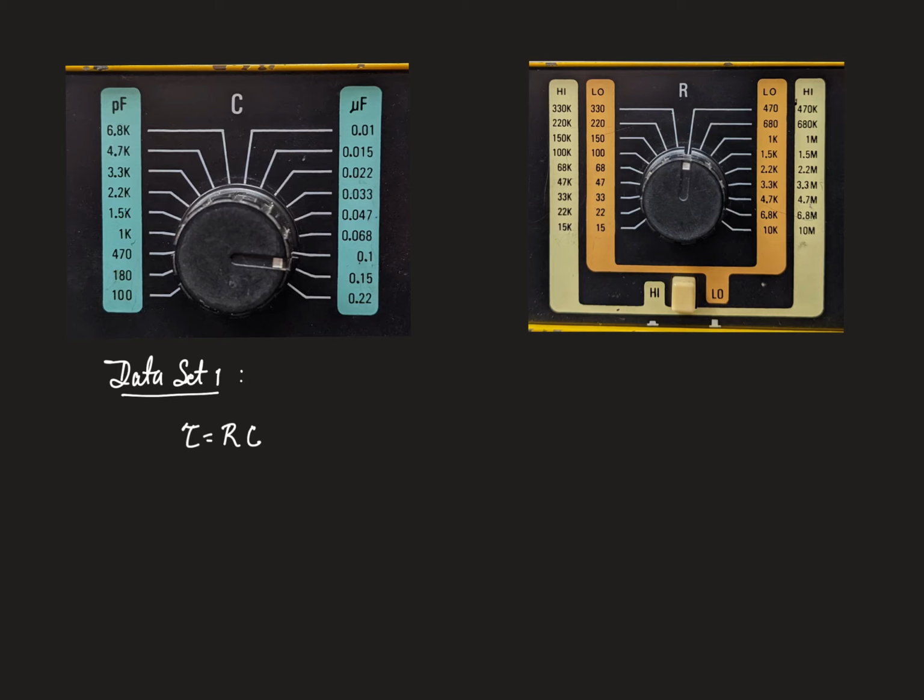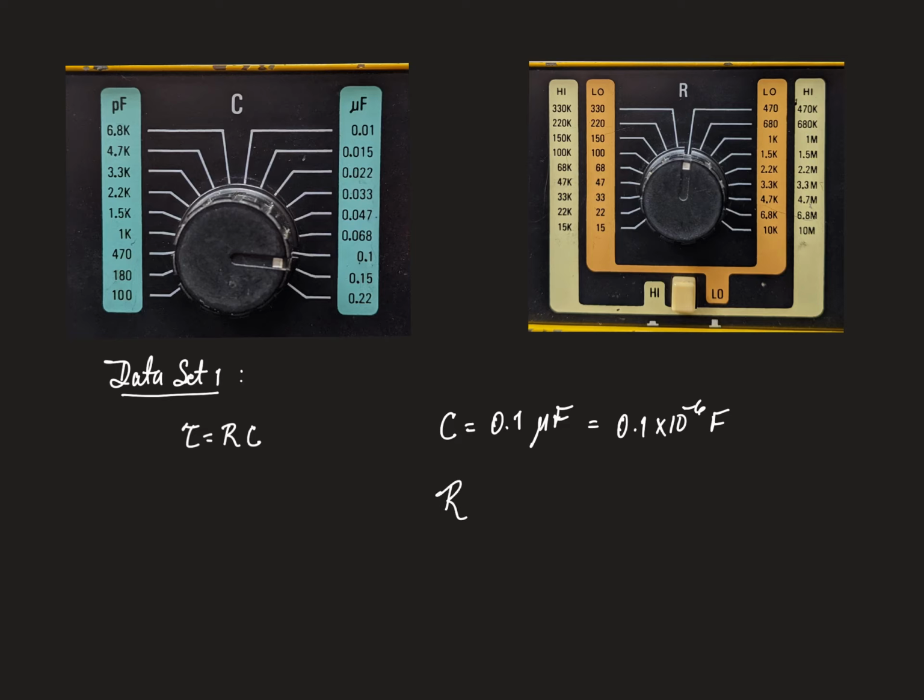In this case, you can see that the capacitor is here, and you can see that the knob is in this position. Therefore, the capacitance is 0.1, but remember the units, these units are microfarads. Therefore, for this case, I have a capacitor that is 0.1 microfarads. And remember that micro is 10 to the minus 6 farads.